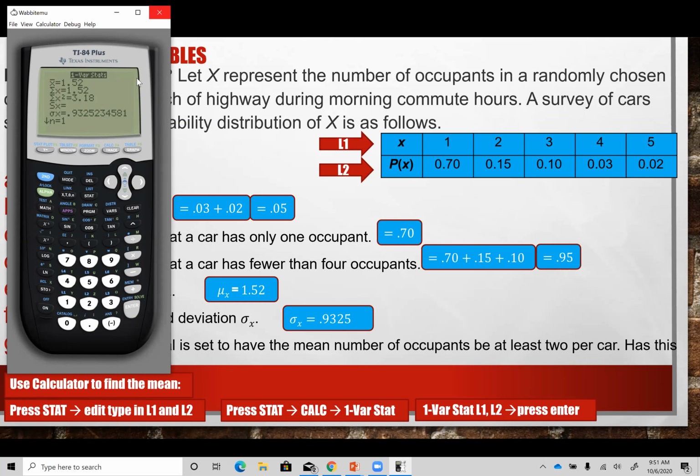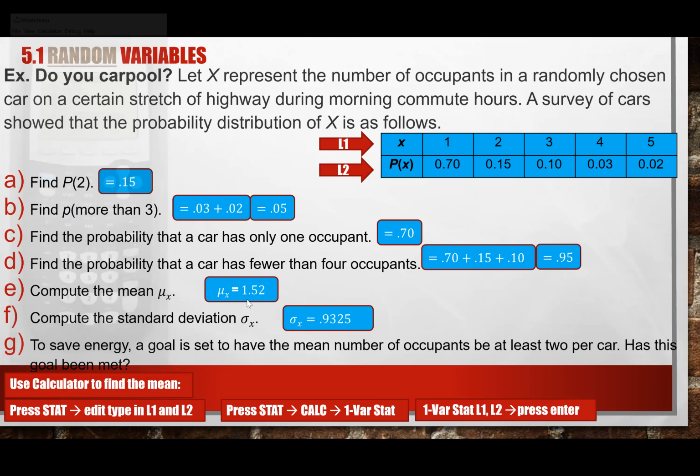Okay. So question with this item where I have my mu 1.52 and my standard deviation 0.9325. Any question on any of this?